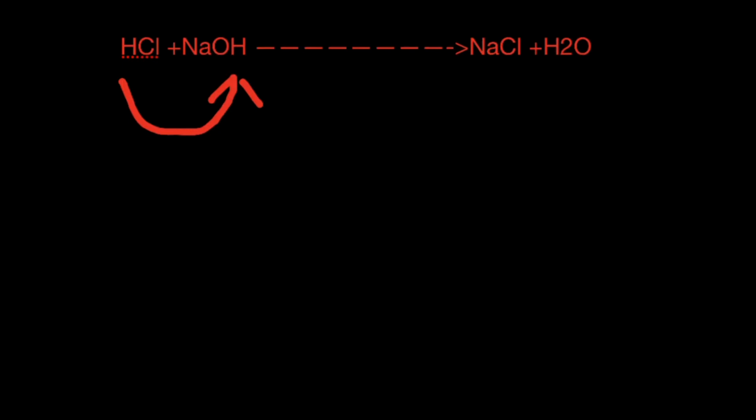Lastly, every acid and base has what's called a conjugate. A conjugate is just an acid or base that has already donated or accepted a proton. In the reaction we have here, NaCl is the conjugate base, and water is the conjugate acid.